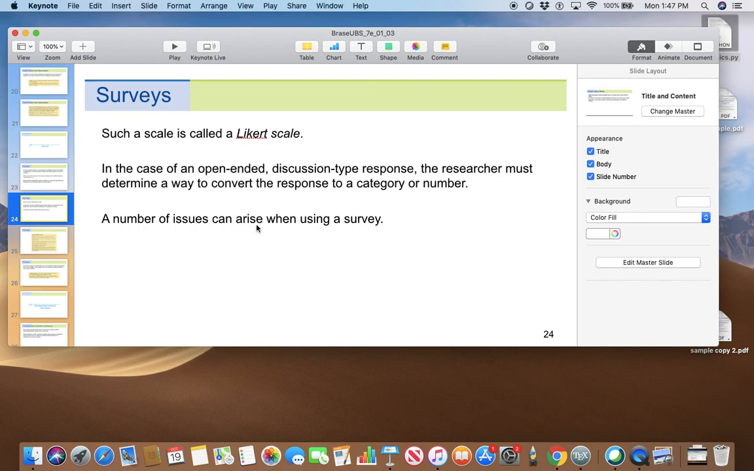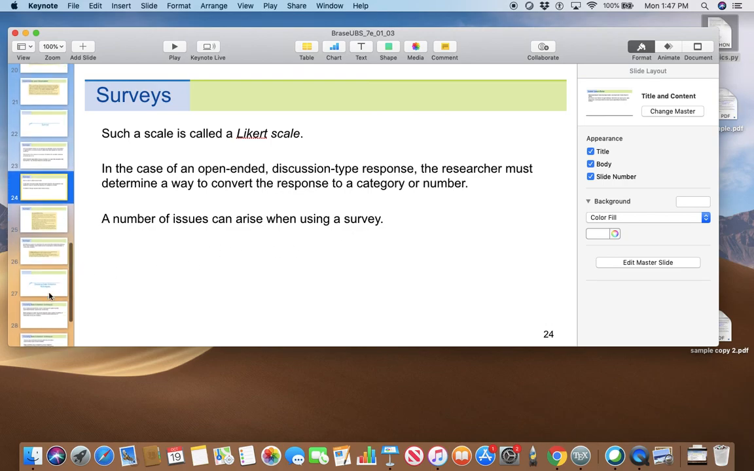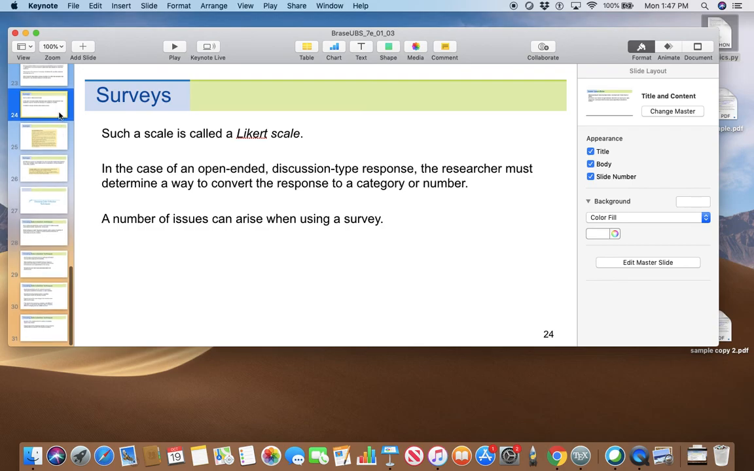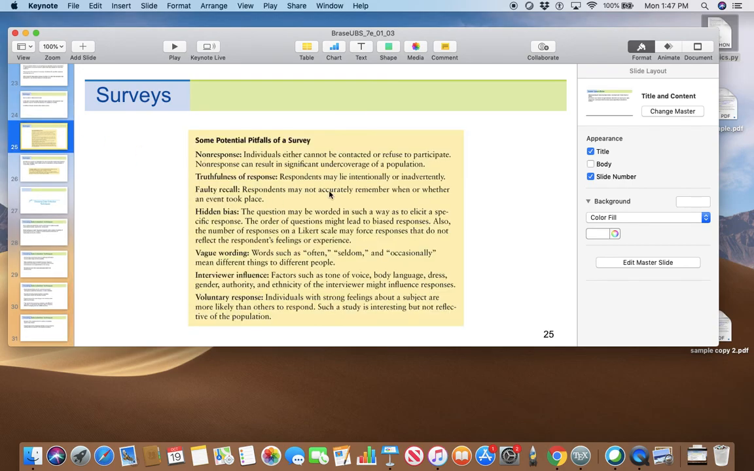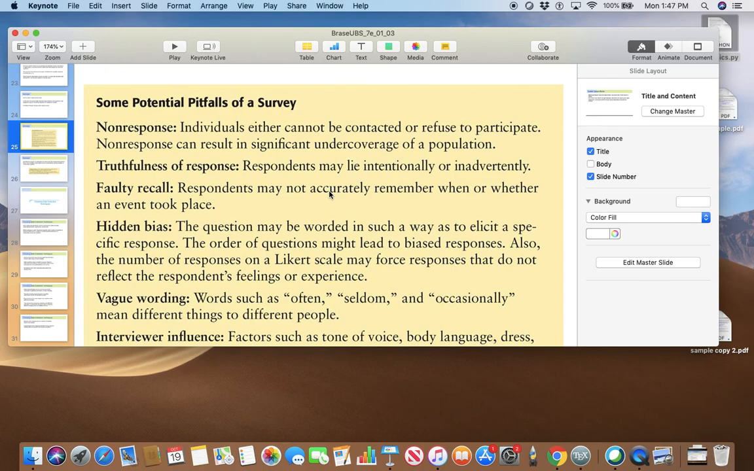A number of issues can arise when using a survey. Surveys can usually give rise to several issues. Some potential pitfalls of a survey. Non-response: individuals either cannot be contacted or refuse to participate. Non-response can result in significant undercoverage of the population. So a large number of people might just refuse to participate in a survey, and so you are undercovering the population.